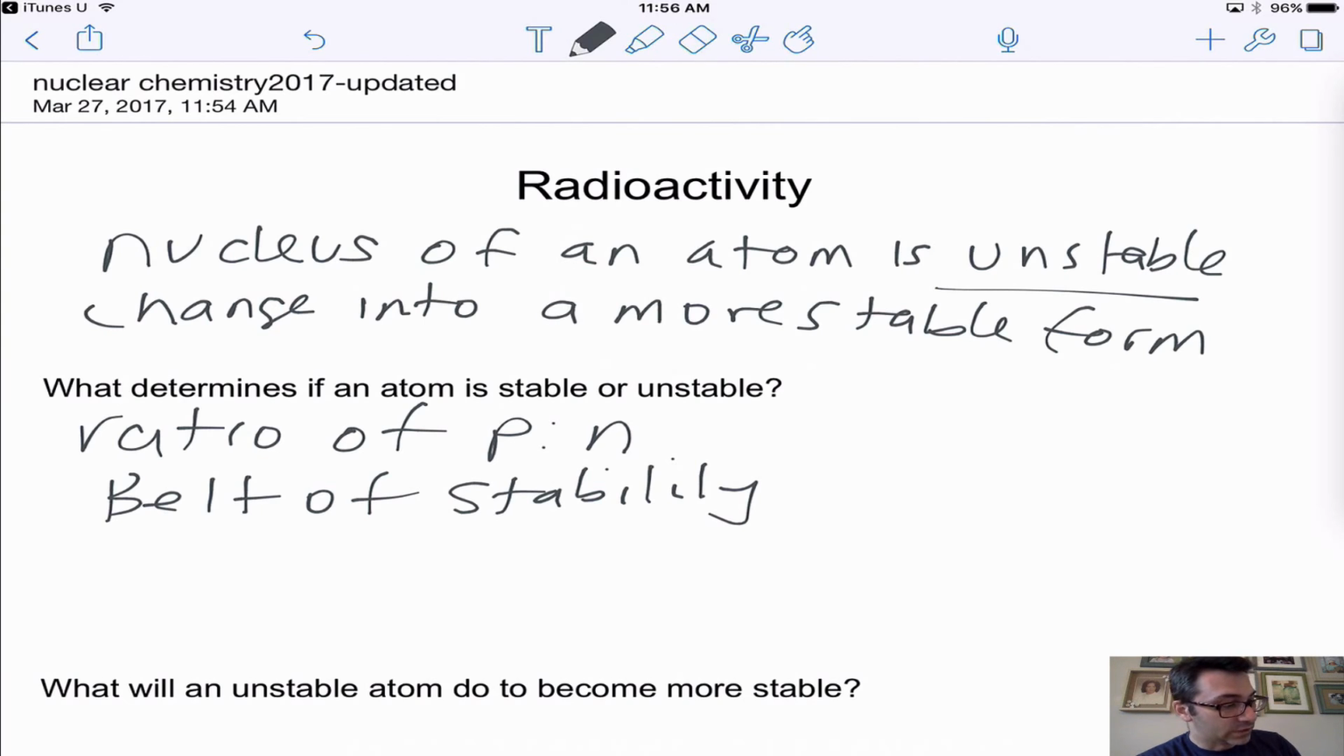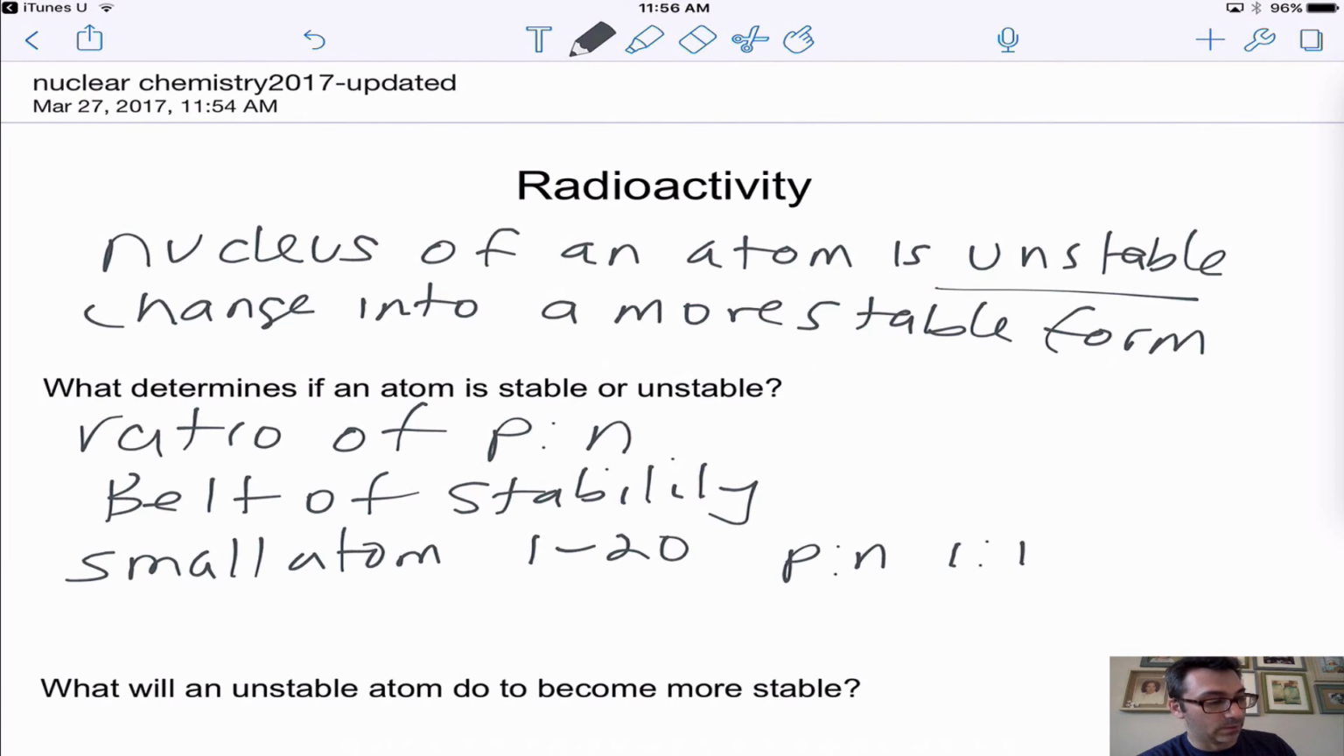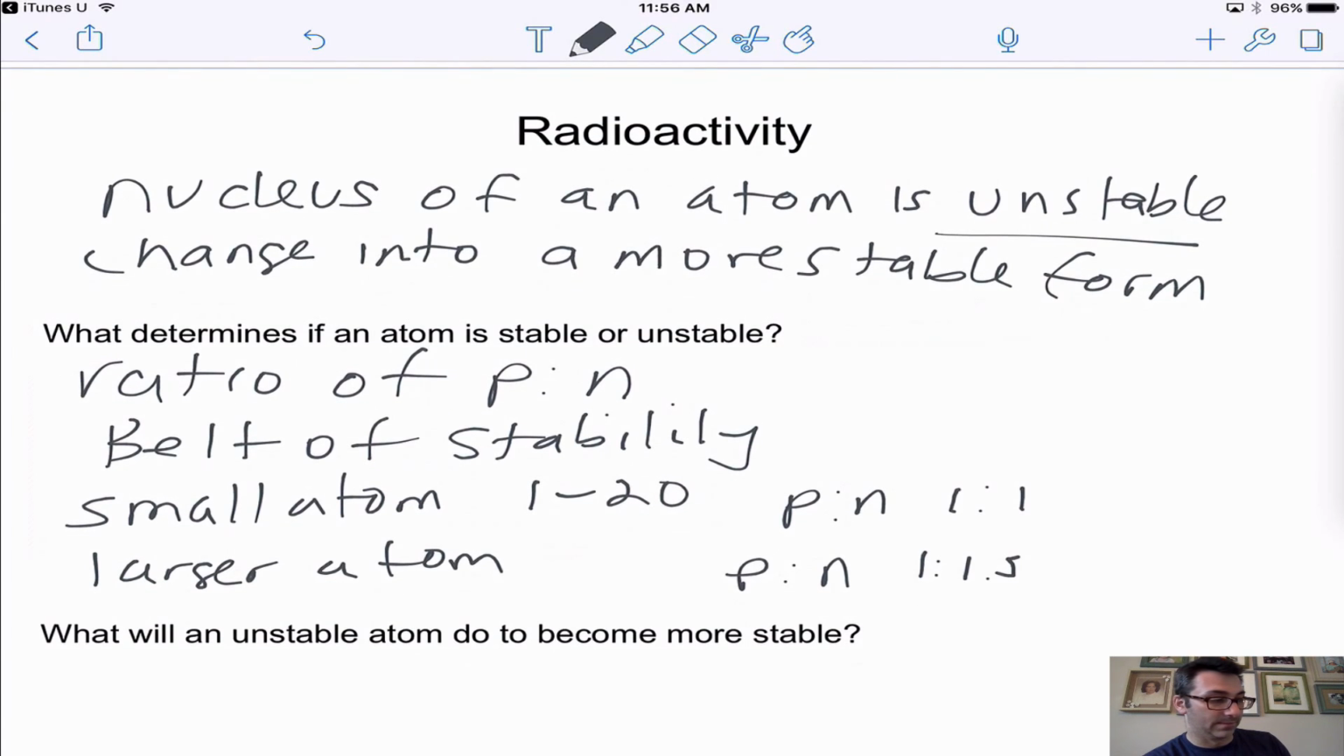And generally, if you're a small atom, we're talking about atoms 1 through 20, then your ratio of protons to neutrons should be 1 to 1. If you're a larger atom, then what we see is that the ratio of protons to neutrons is 1 to about 1.5. And this visual, the belt of stability that I'll show you in a second, illustrates it for you, and you can see what that looks like.